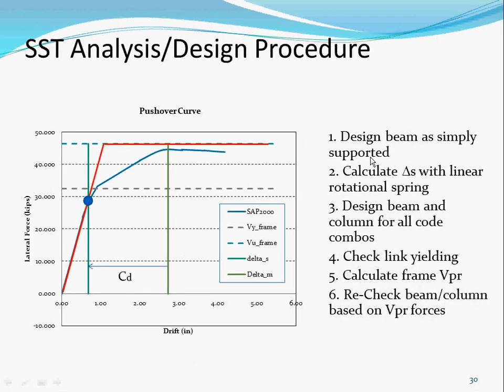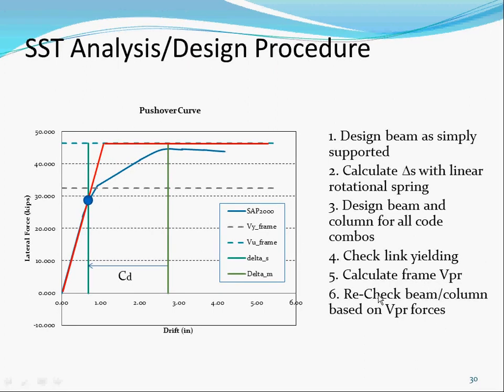So to summarize the design of the beam: simply calculate delta with linear springs, design the beam and column for all the load combinations, check the link yielding, and then we will calculate VPR if we have to, and then we check the beam column based on this.